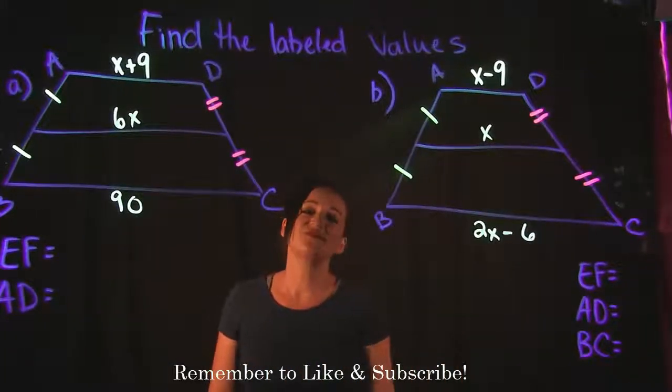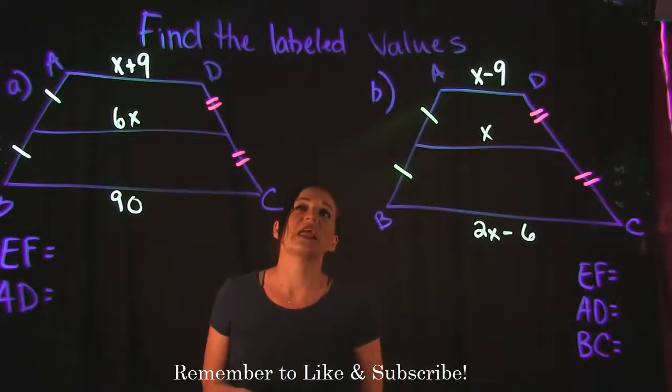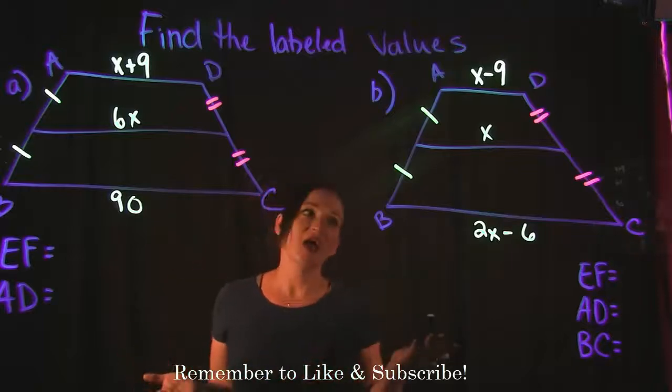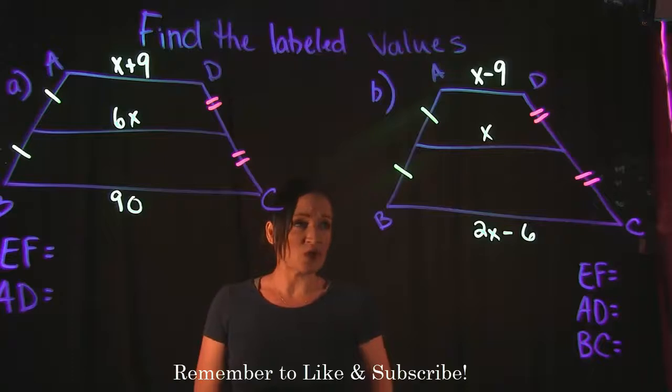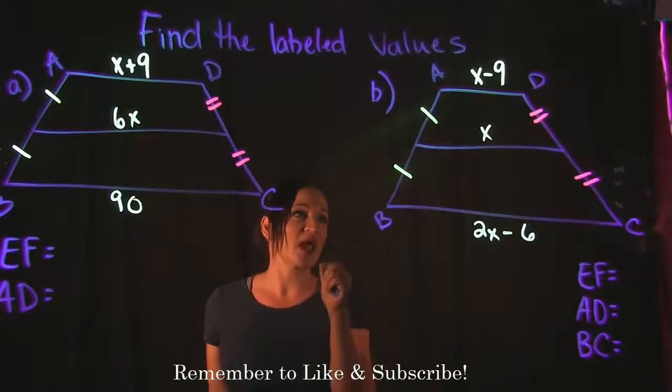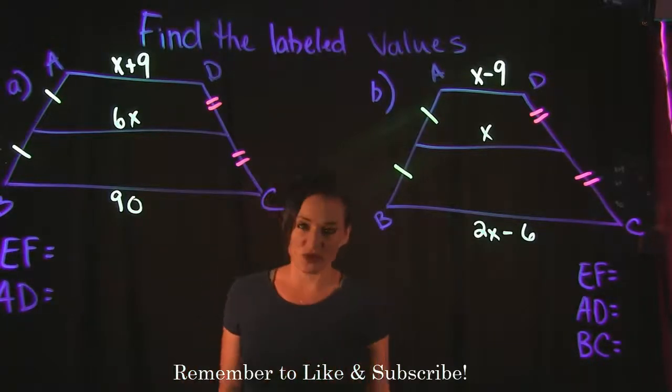Hey guys, this video is going to focus on finding the labeled values when given what looks to be trapezoids. So we're given the following two shapes here. Example A and example B are very similar to each other.